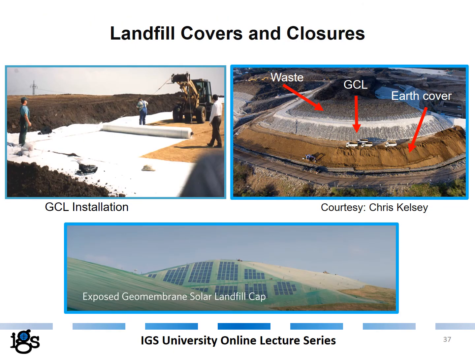In the landfill covers and enclosures, sometimes also geomembranes are used, but in these applications, GCLs are probably more common. And you can see here how easily the GCL is installed as a barrier. In this picture, you see the waste and the GCL cover and the earth cover on the GCL itself. And sometimes innovative solutions can be created, like putting solar panels on geomembrane covers, like seen in this picture.